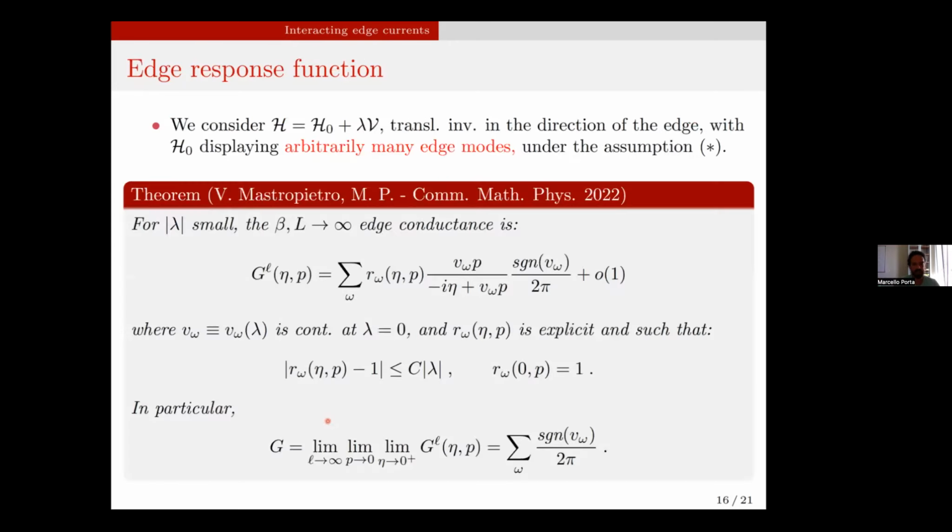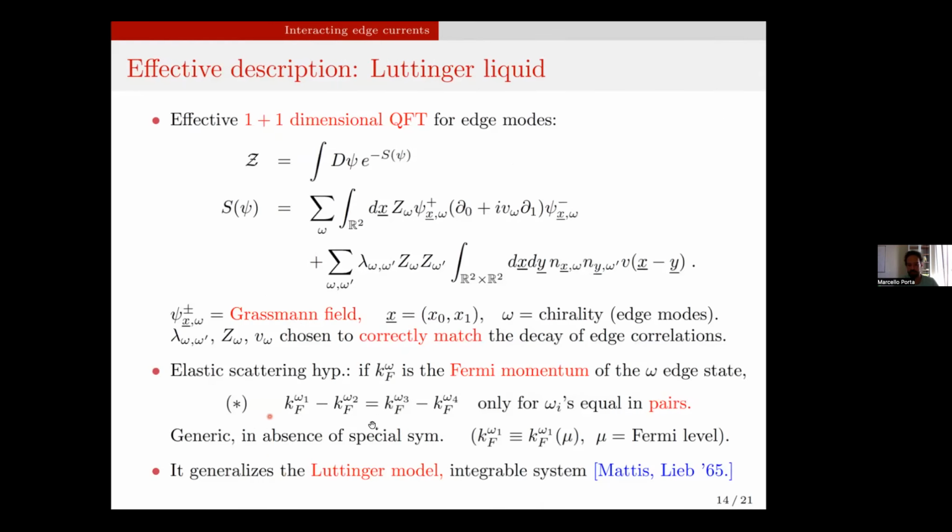So let me now present the theorem, which is about a two-dimensional lattice model of the type I presented before. H is the many-body Hamiltonian. H naught is the second quantization of a single-particle Hamiltonian displaying edge modes. This is a short-ranged weak many-body interaction. I'm assuming translation invariance in the direction of the edge, and I'm assuming the presence of arbitrarily many edge modes, satisfying this assumption star, which was the assumption about having only two fermions participating in the two-body scattering.